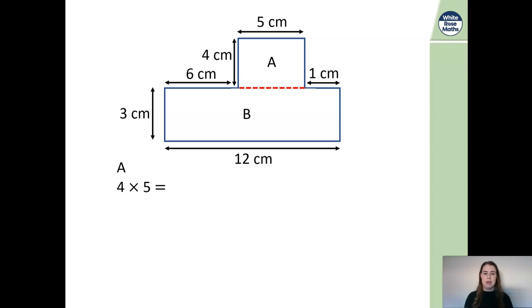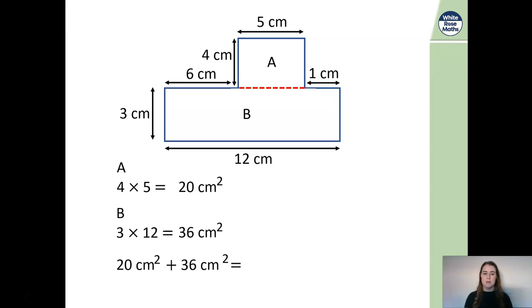Let's start with shape A. We know that we have the measurements of 4 and 5, so 4 multiplied by 5 is going to give us 20 centimetres squared. We also have the measurements for shape B. 12 multiplied by 3, or 3 multiplied by 12, gives us 36. In order to complete the area for the entire compound shape, we must add them together. And we know the answer would give us 56 centimetres squared.